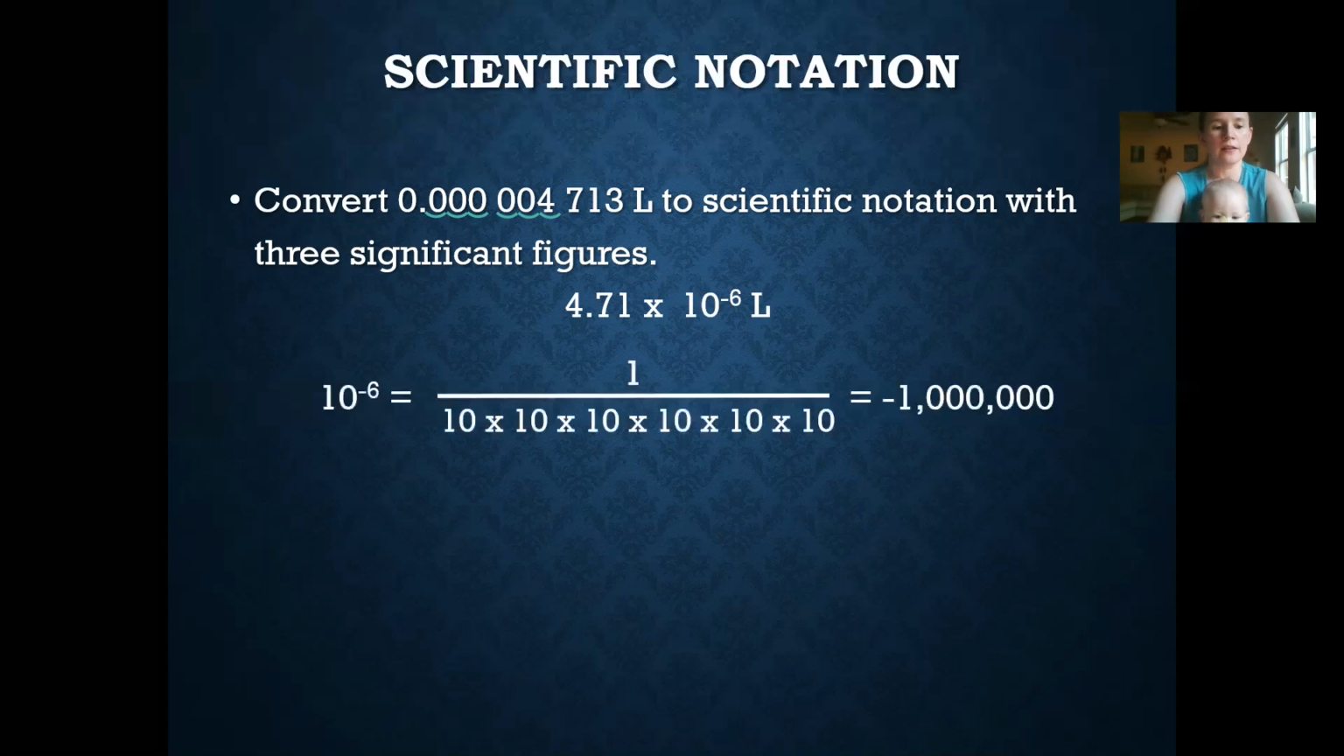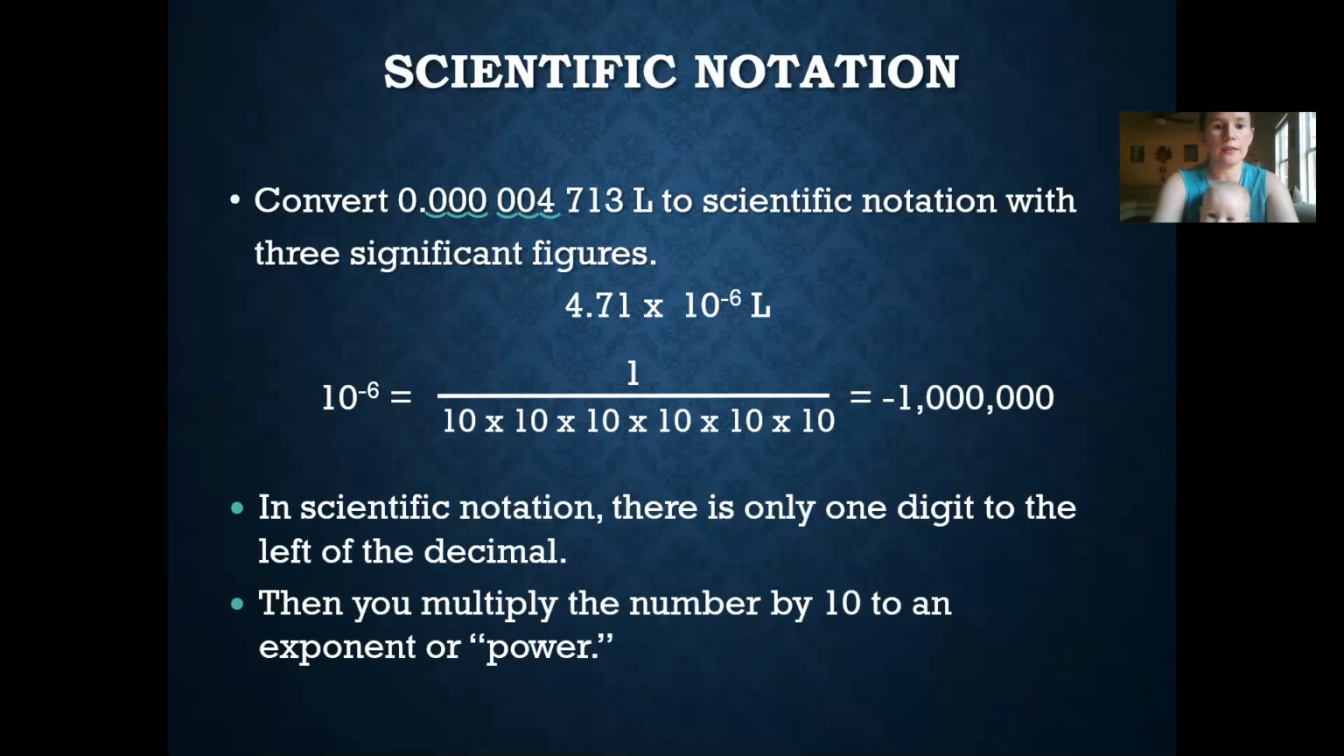That's the same as saying 1 over 6 tens, or divided by 6 tens, or multiplied by a negative 1 million. But either way, all you have to remember is that you simply move the decimal space and you count how many spaces you had to move it. So again, in summary, in scientific notation, you only put 1 digit to the left of the decimal, and then you multiply it by 10 to an exponent or power. So this is the sort of thing a fella ought to know. You might have a test question in this chapter and multiple test questions in future chapters that require you to put your answer in scientific notation in order to have the correct number of significant figures.